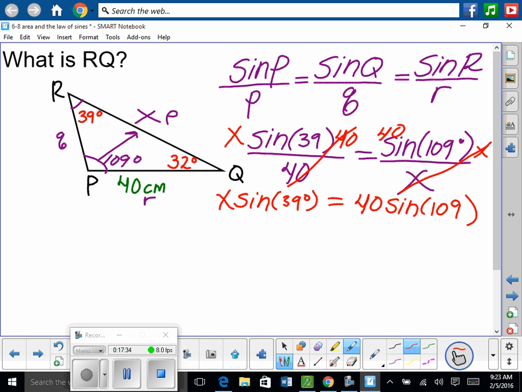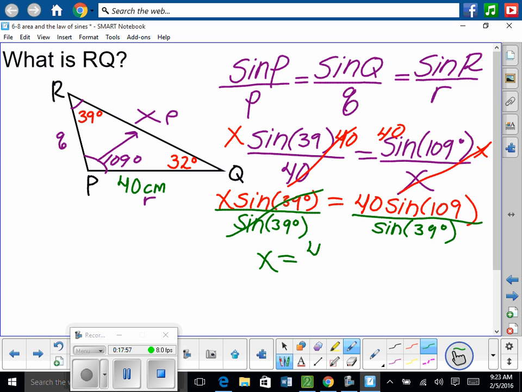Now we're just algebraically solving for x. So we're trying to get x alone. Now let's look. Isn't x multiplied to sine of 39? What undoes multiplication? Division, right? Yep. So we'll divide both sides by sine of 39 degrees. Now look, sine of 39 divided by sine of 39 is 1. So we have x is equal to 40 sine of 109 all over sine of 39 degrees. Now, x is alone. We solve for x. Type it into your calculator. It's going to give you the answer. 60.1.